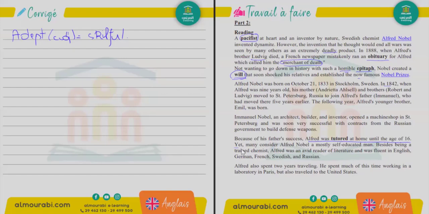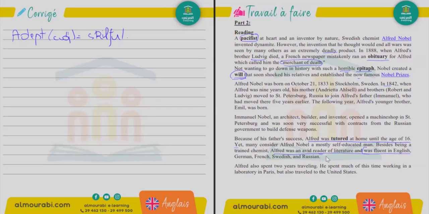Besides being a trained chemist, Alfred was an avid reader of literature and was fluent in English, German, French, Swedish, and Russian. Swedish, this is the nationality, from Sweden. That's evident here: Alfred was an avid reader of literature, and was fluent in English, German, French, Swedish, and Russian.